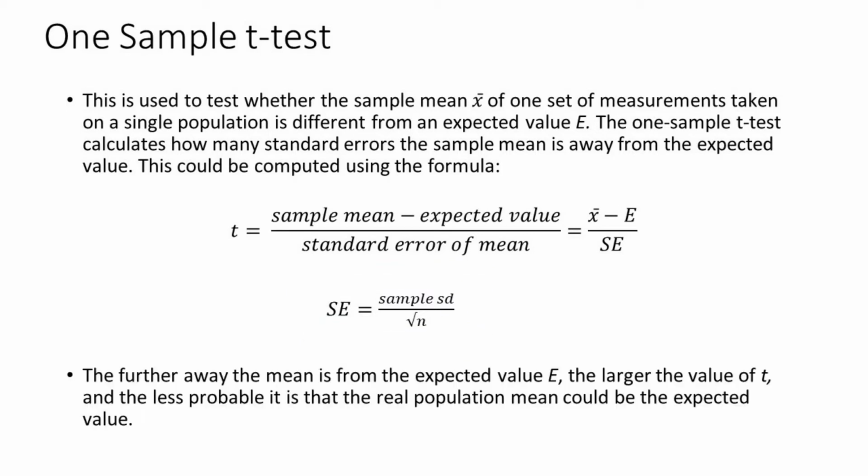In one sample t-test, the farther away the mean is from the expected value, the larger the value of t, and the less probable it is that the real population mean could be the expected value.